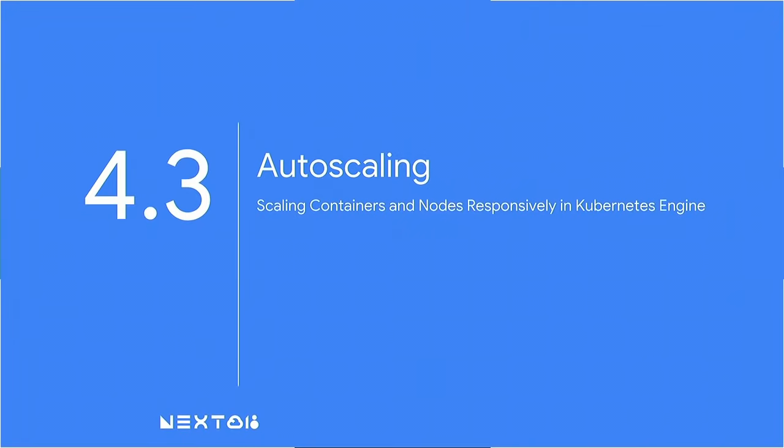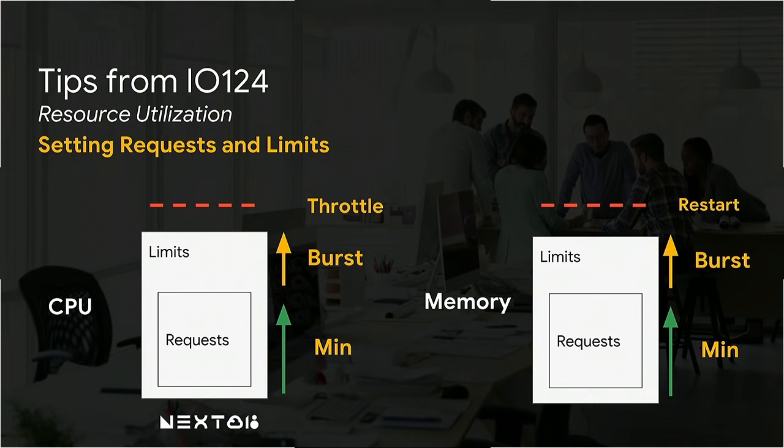Great, so moving on to the next session. Now that we have our app in containers and we have a way for people to access them, how do we handle a scenario when a lot more people want to access them? And that's where autoscaling comes into play.